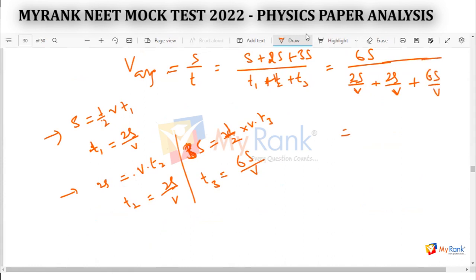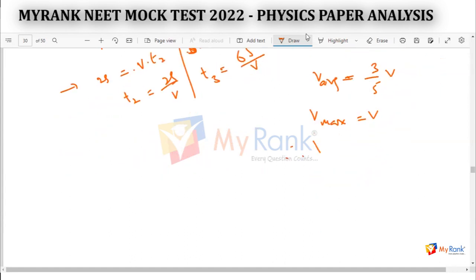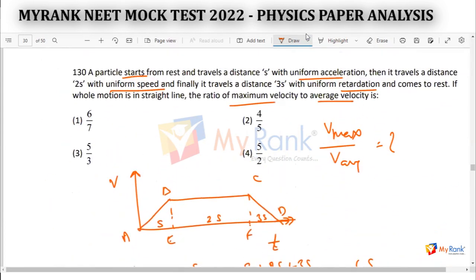So now that is nothing but the total. In this, 6s by v goes to the numerator. So right here it is 10s, so 2 3s are 2 5s are. So 3 by 5v is v average. Whereas v max is v only, students. So therefore the ratio of v max to v average is nothing but v by 3 by 5 v. So that means 5 by 3. So the correct option is the third one, students. Third is the correct answer.